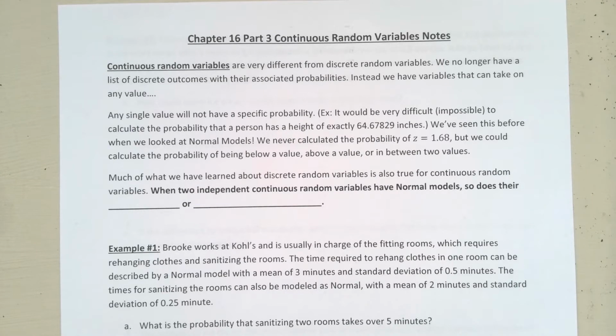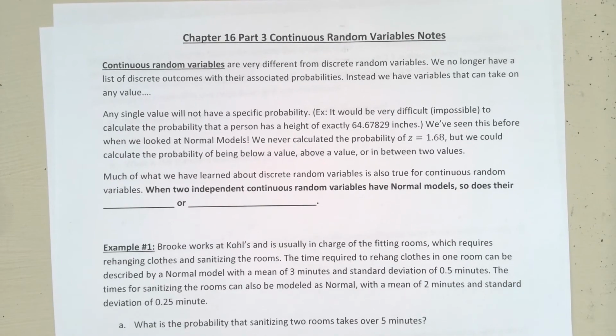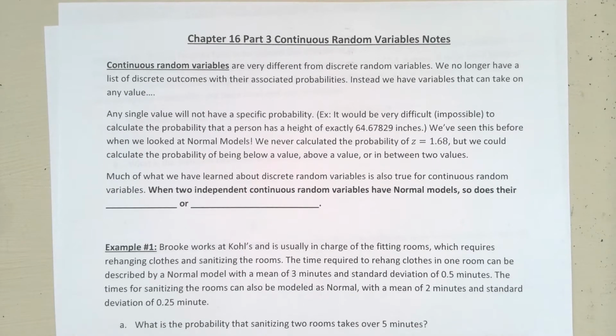Chapter 16, Part 3, we're going to be switching gears here, and instead of looking at discrete random variables, we are going to start talking about continuous random variables. A continuous random variable is very different from a discrete random variable. We no longer have a list of discrete outcomes with their associated probabilities. Instead, we're going to look at these variables that can take on any value.